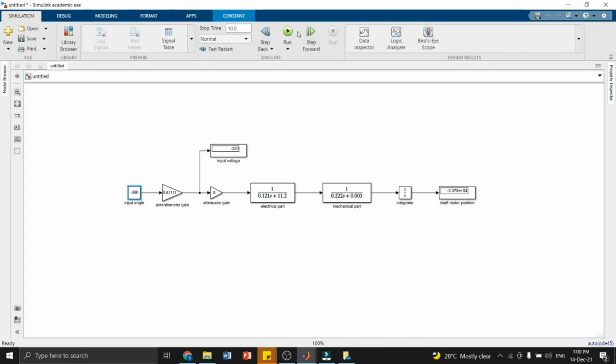So from the simulation, we can conclude that as the input angle increases and the attenuator gain increases, the input voltage and shaft motor position will also increase. So if the input angle is negative, which indicates the potentiometer direction, the input voltage will have a negative value as well as the shaft motor position.